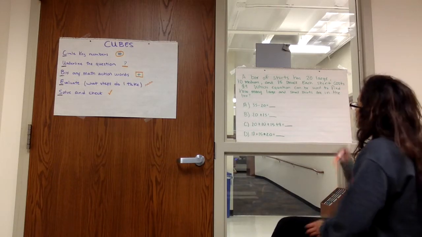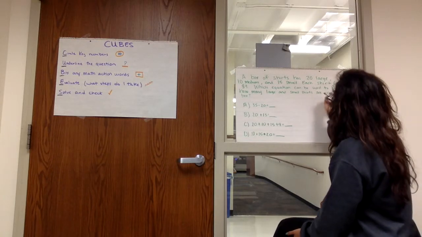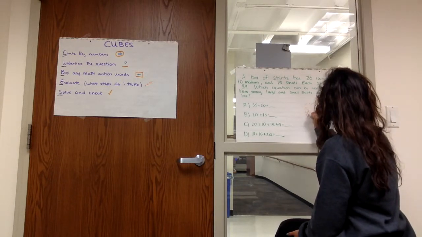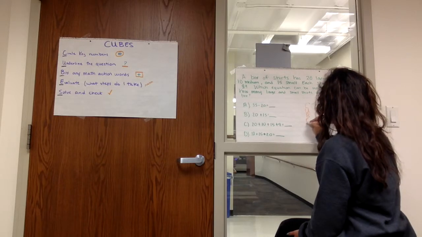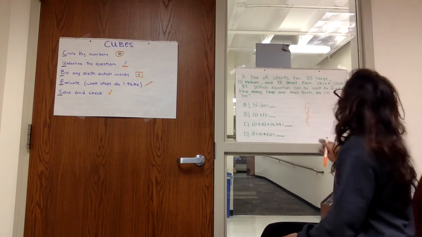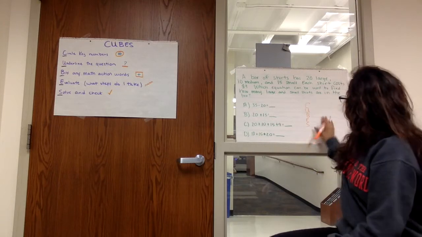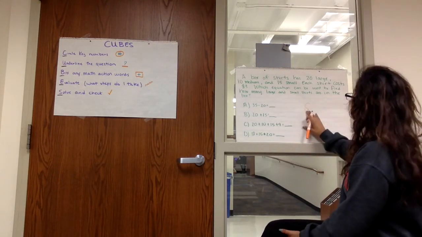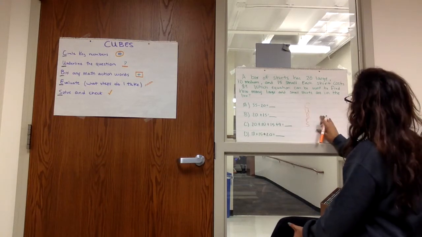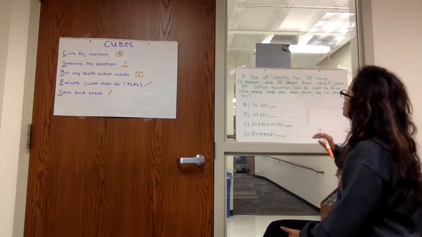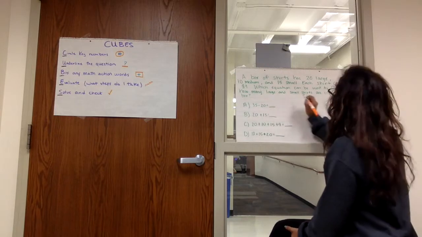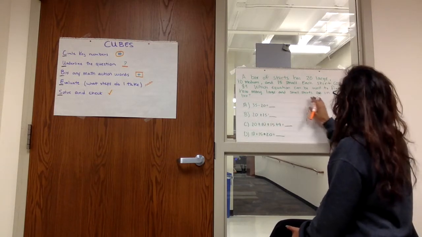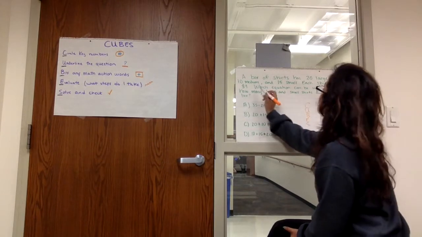So what you can do to start off is write out cubes. And for our first step, we're not going to go in order. We're actually going to underline the question first to find our keywords. So, which equation can be used to find how many large and small shirts are in the box?